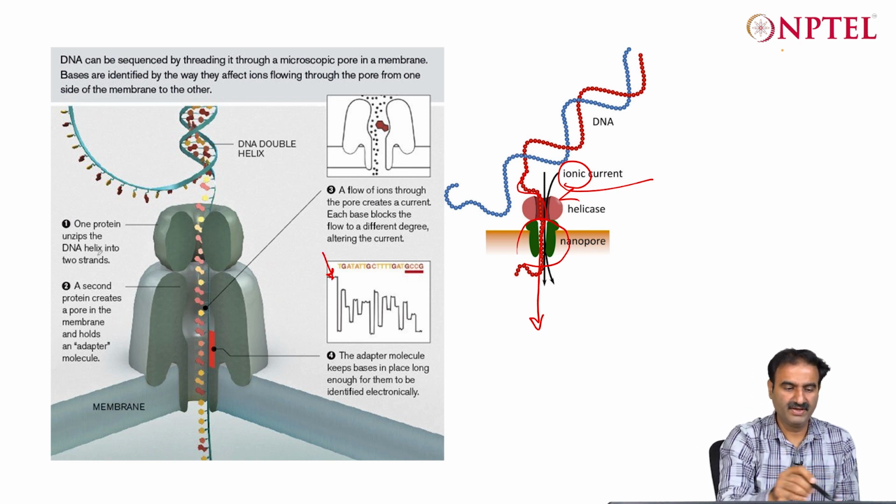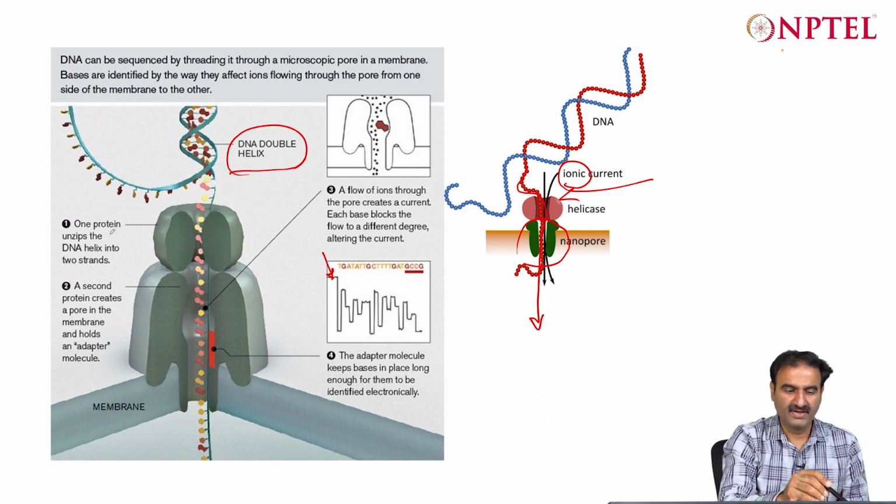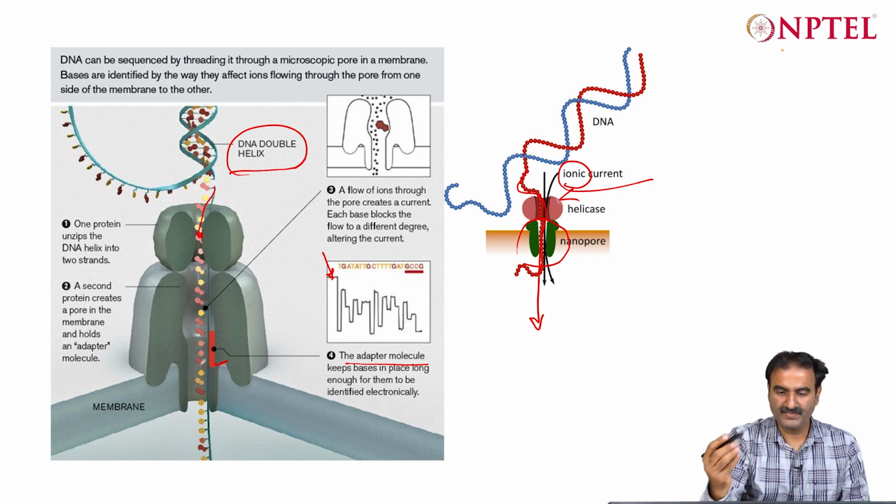So if you see here, this is the DNA molecule, a double helix, okay. One helicase unfolds it and one strand goes in. In the second step, this is the adapter molecule that is keeping them there, right, and they are passing through this pore, okay.